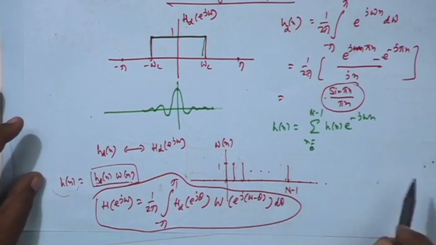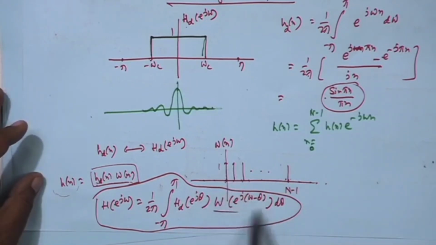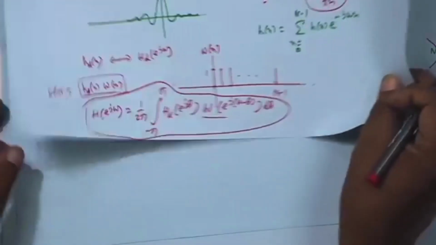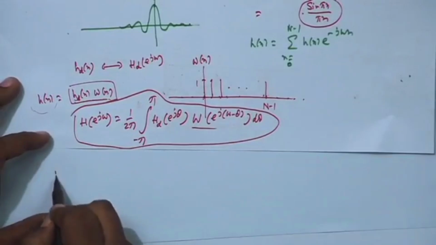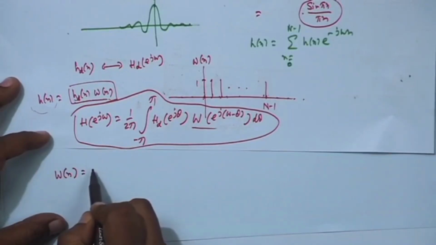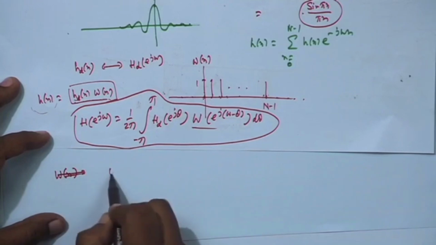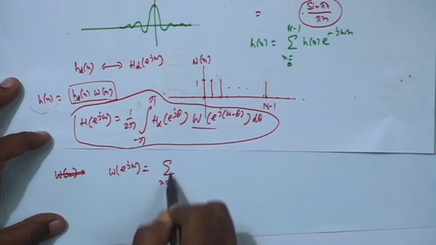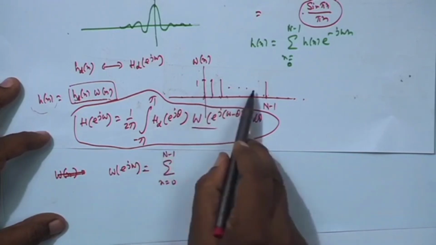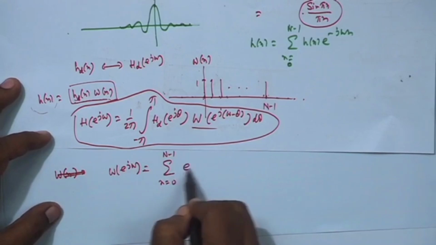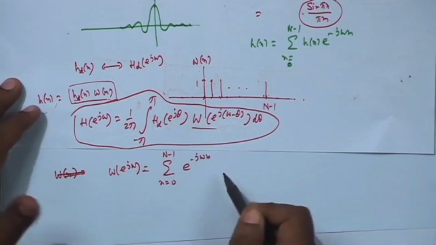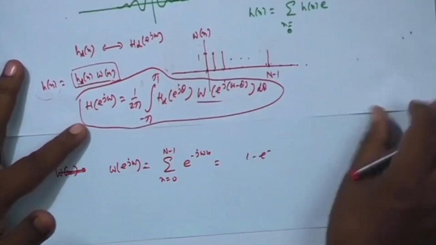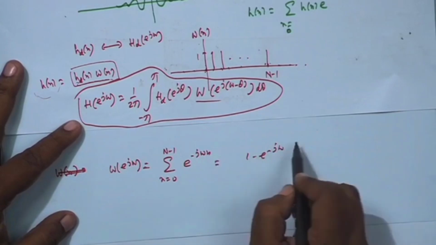Okay. What is W? What is this function? What is W e to the power j omega? W[n] I know is this. Sorry, W e to the power j omega. It will be the sum for n equal to 0 to N minus 1 of 1, 1, 1, 1, 1, so all are 1. So, no point in putting 1 here, just e to the power minus j omega n into 1. And if you go on summing, it will be a GP series.